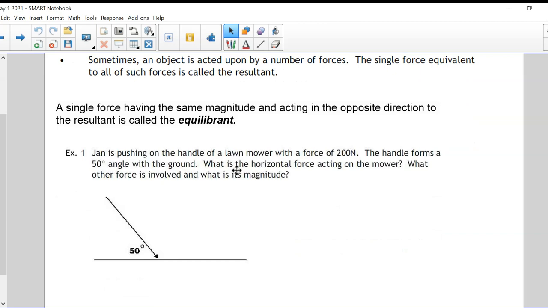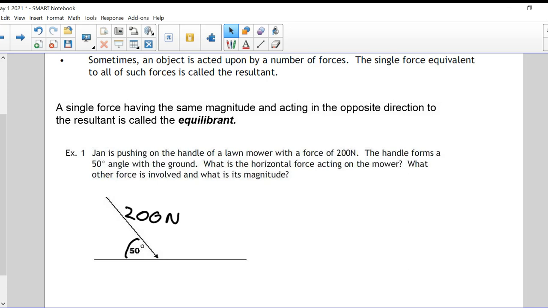Let's get to a very hopefully simple example to start this off. Jan is pushing on the handle of a lawnmower with a force of 200 newtons. So the force that is represented by this vector pressing down into the ground, the lawnmower, has a force of 200 newtons, and it's pressing down, the arrow is pointing down into the ground. The handle forms an angle of 50 degrees with the ground. So there's a 50-degree angle right there.